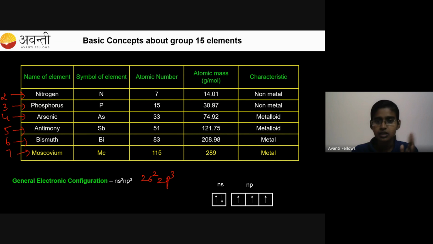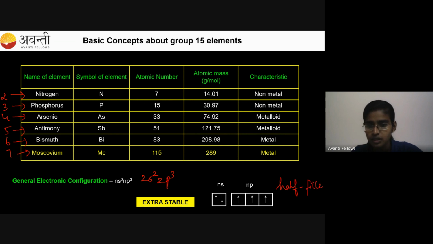Okay. And this particular group has extra stability. Can you tell me the reason for the extra stability attained by this group of elements? What is the reason? Any idea? It is because of the half-filled configuration. Half-filled, yeah, very good. Half-filled electronic configuration of the p orbital. Half-filled configurations are more stable, right? So that's why group 15 elements are relatively more stable compared to the other groups. Okay, so this is the very basic concept of group 15 elements.